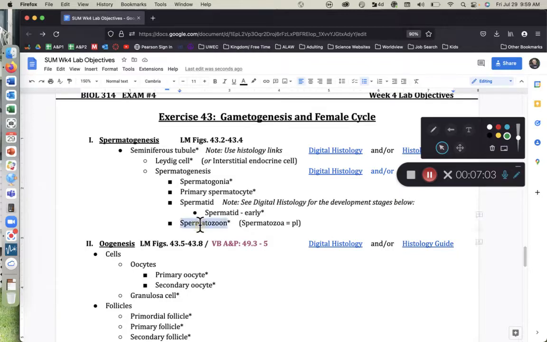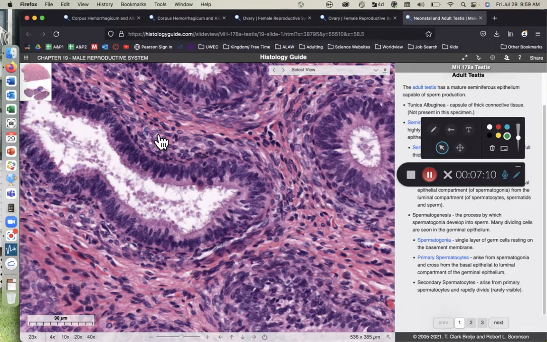And then finally, we have the spermatozoon. This is just your fully mature sperm. Spermatozoa is the plural term.